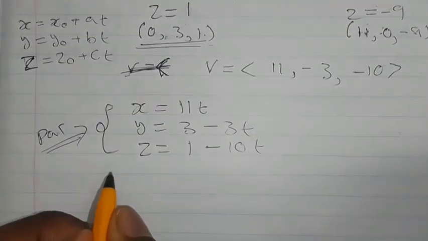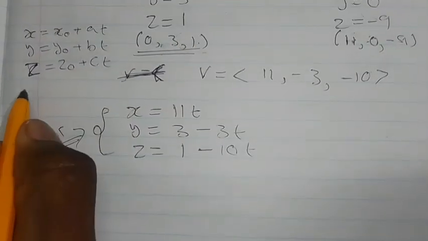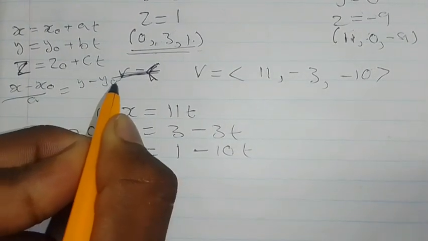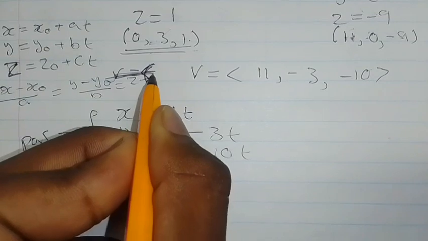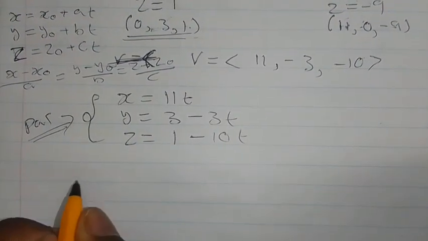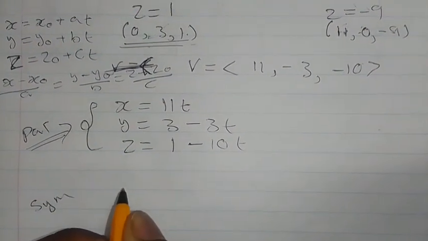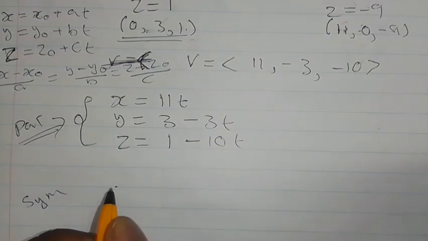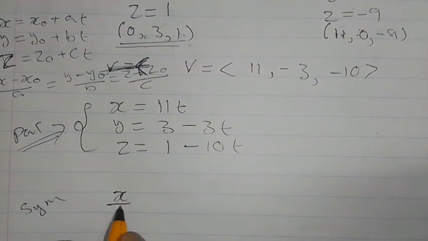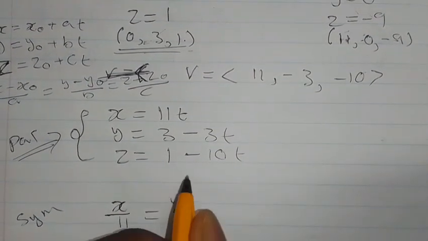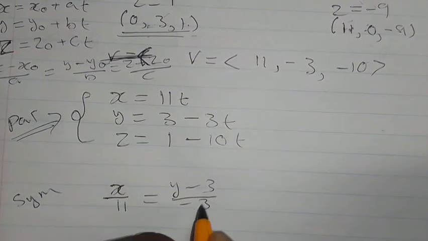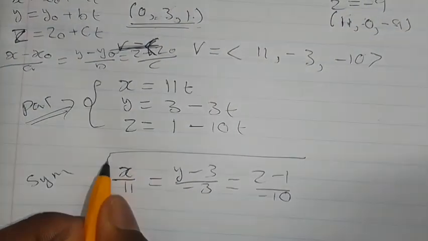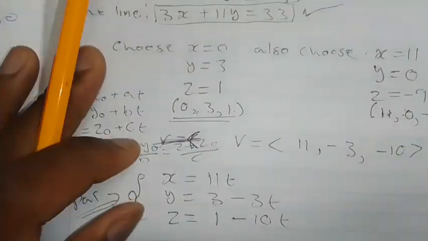And then if you're looking for the symmetric equations, remember the symmetric equations are (x minus x naught) over a equals (y minus y naught) over b equals (z minus z naught) over c. So the symmetric equations of that will be, remember this is x minus 0, so x naught is 0, which is just x over 11, equals (y minus 3) over minus 3, which equals (z minus 1) over minus 10. So that's the symmetric equation of the intersection of these two planes.